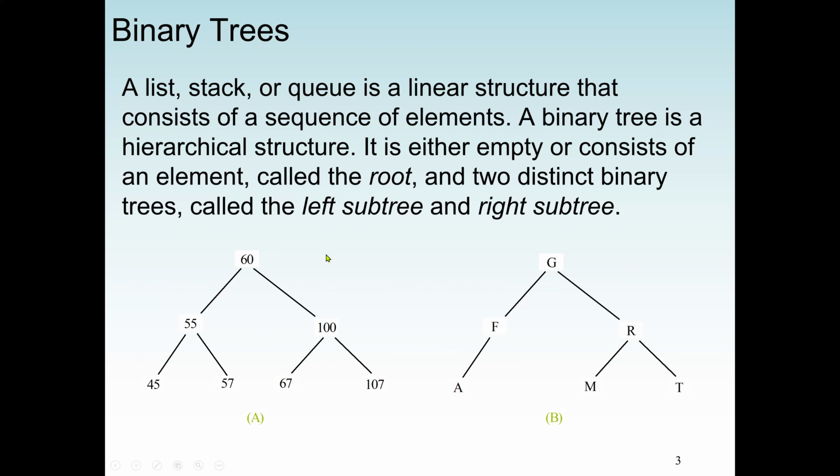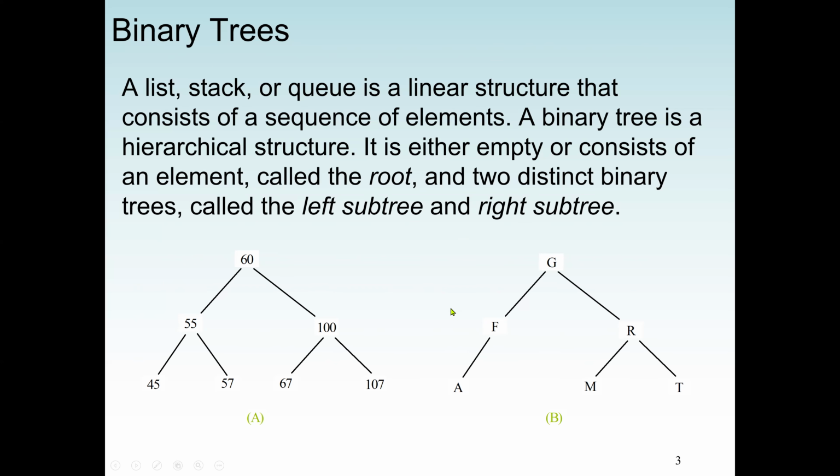Here we say it is either empty or consists of an element called the root, and also 2 distinct binary trees called the left subtree and the right subtree. So here we have 55 as our left subtree with 55, 45, and 57. Our right subtree will start from 100, 67, 107. The same concept on the right side also. Again, here we can see that the F node has only a left child. Sometimes we may have, for example, the M node with no children at all. As we said earlier, a node that doesn't have any child is called a leaf node.